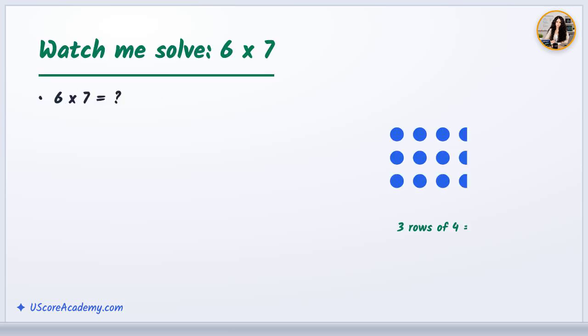Let's solve 6 times 7. Start with 5 times 7, which is 35. Now add one more group of 7. 35 plus 7 is 42, so 6 times 7 is 42.